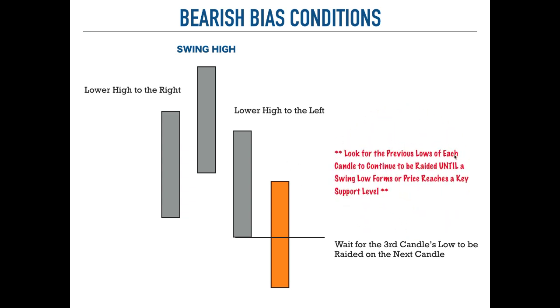So we look for the previous lows of each candle to continue to be traded through until a swing low forms or price reaches a key support level. Each successive day's low will go lower and lower and lower until we reach a swing low or we reach a key support level.